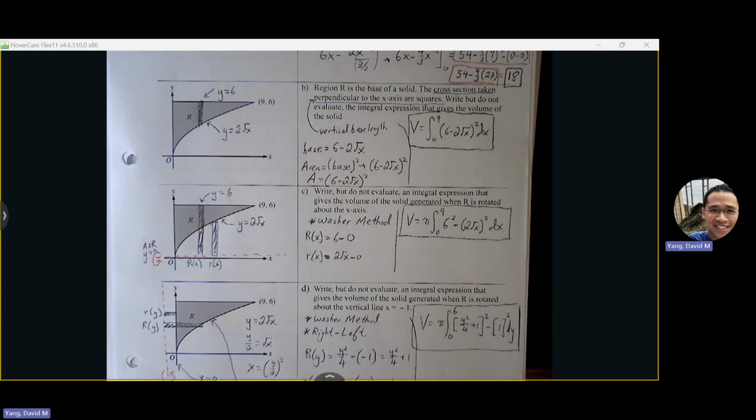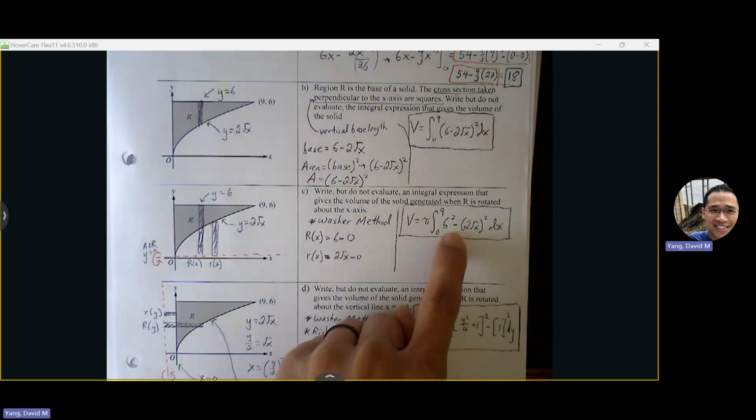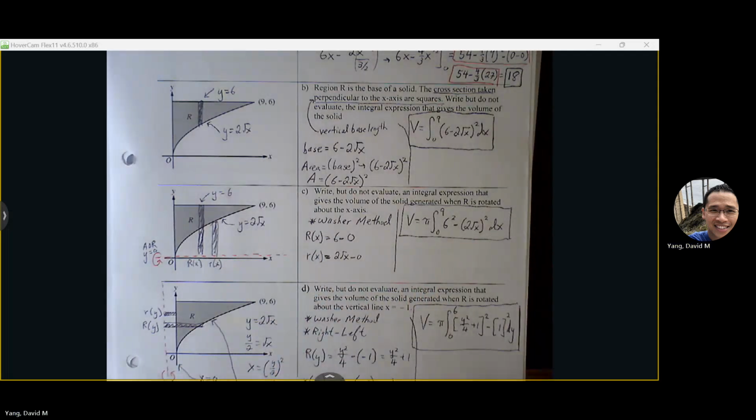So we extend our big radius from our axis to the furthest boundary, and then little radius from our axis to the closer boundary, top minus bottom for both. And then our formula is big radius squared minus little radius squared.